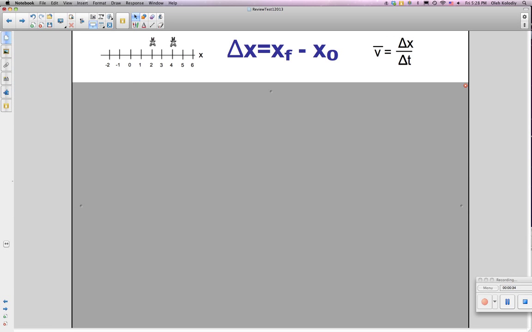So displacement can be positive or negative. A positive displacement means it's a displacement to the right, and a negative displacement would be displacement to the left.